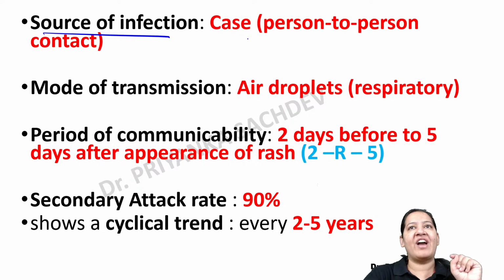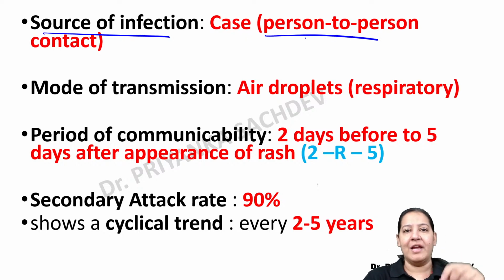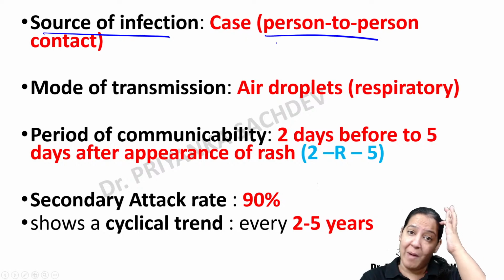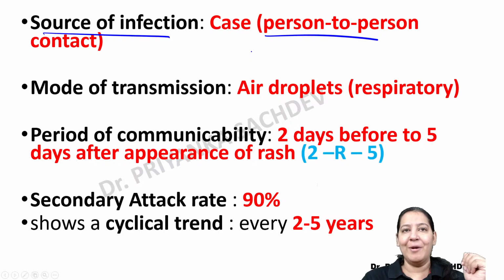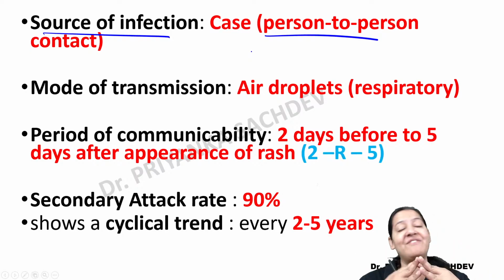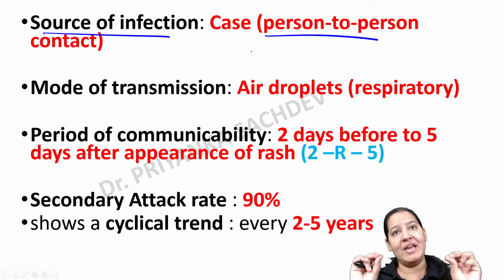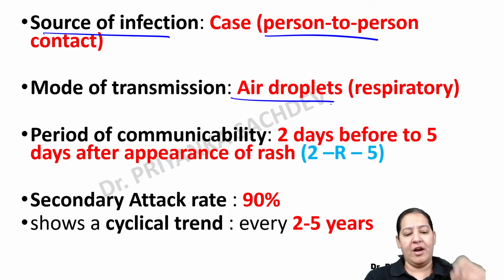What is the source of infection? It is person to person contact. If your roommate is having chickenpox, तो भाग जाओ छोड़ के. You are going to have it because infectivity is very, very high. Mode of transmission is air droplet, right?